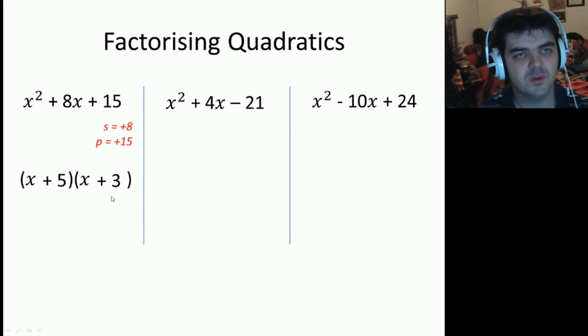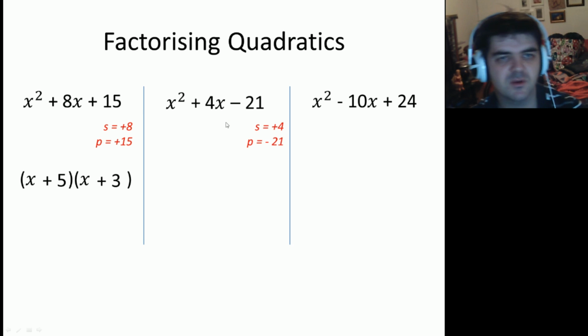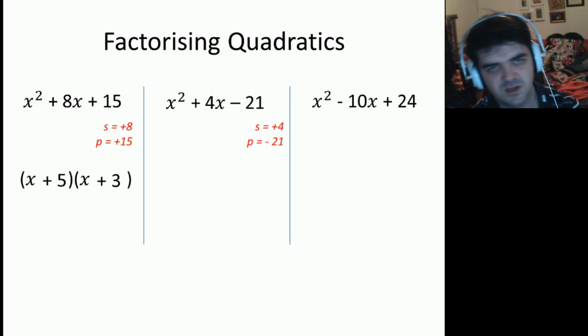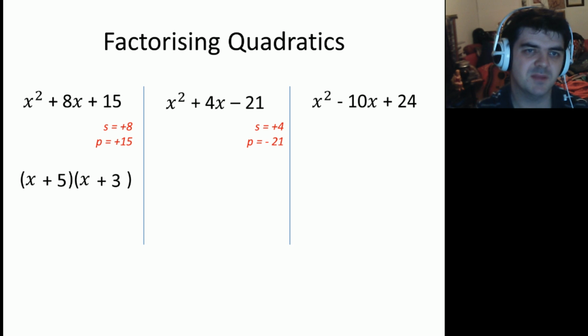Okay, what about the next one? Two numbers that multiply together to give you minus 21, and add together to give you plus 4. Now you can list them out, so they've got a product of minus 21 and a sum of plus 4. What you'll notice is that if you've got a minus product, one of the numbers is going to be positive and one's going to be negative. You're probably thinking, I don't know, I'll need to list them out. But the only factors of 21 are 7 and 3, and 21 and 1. And the only way we can get plus 4 from those is to have a plus 7 and a minus 3. Plus 7, minus 3 gives you plus 4. If you multiply them together, you get minus 21.